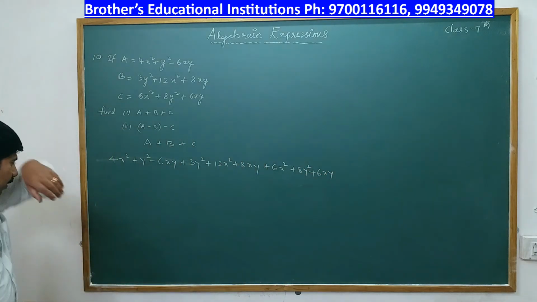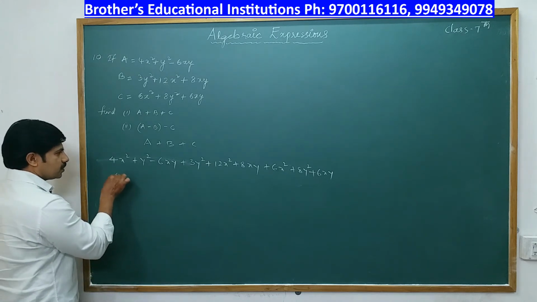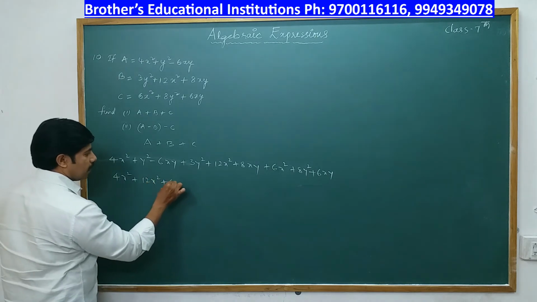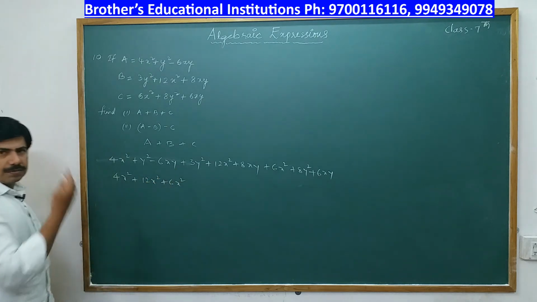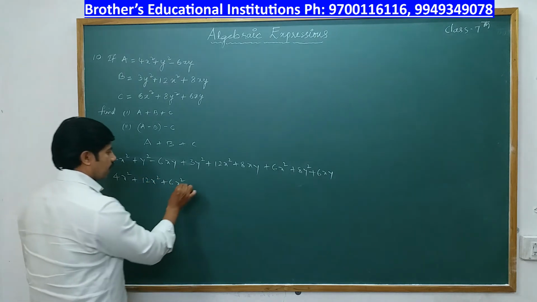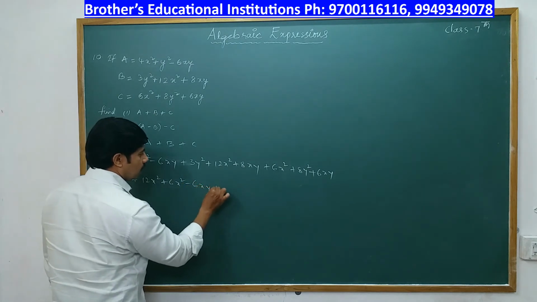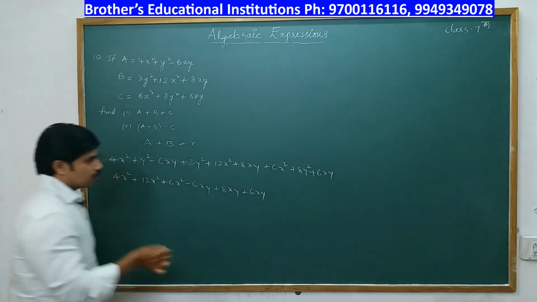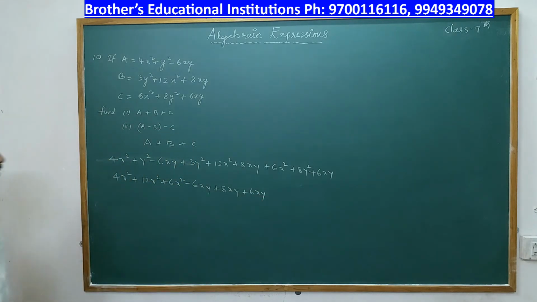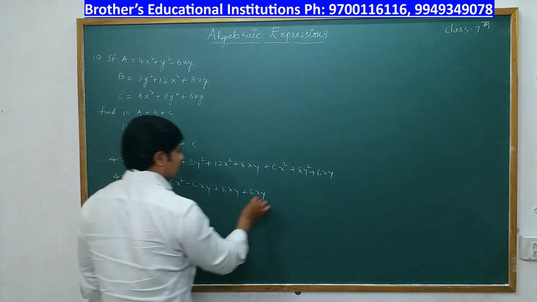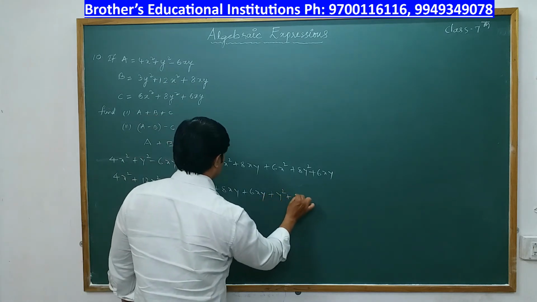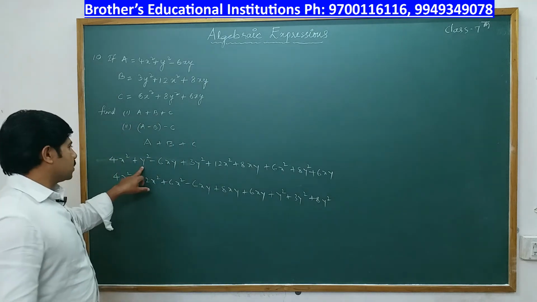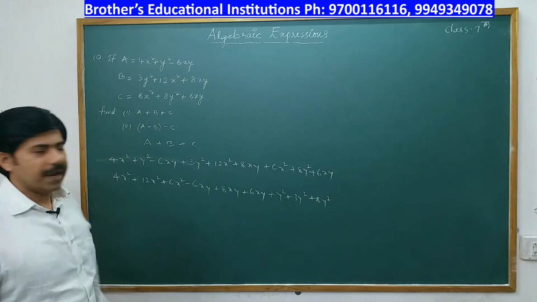Now after writing all three expressions, first 4x square plus 12x square plus 6x square, the x square terms. Then the xy terms I write: minus 6xy plus 8xy plus 6xy. The xy terms we group. Now the y square terms: y square plus 3y square plus 8y square.